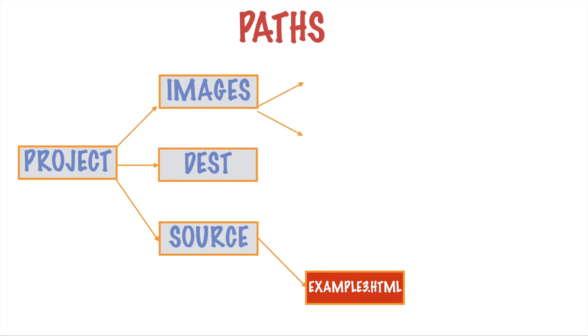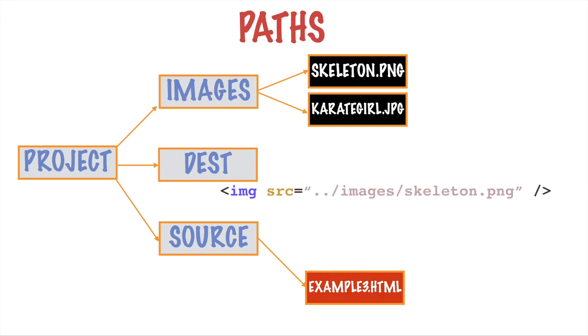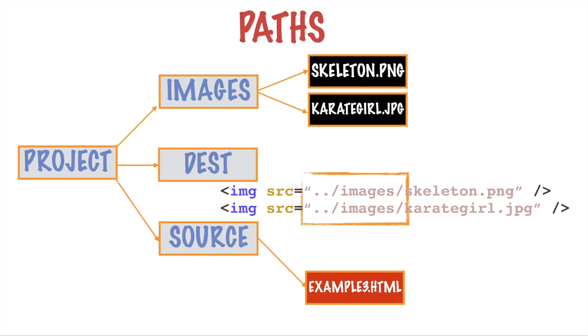Well, now how would you go about accessing the image files which are inside the images directory? That shouldn't be too hard. Recall that we have two image files, one corresponding to the skeleton, that's skeleton.png, and the other corresponding to the girl performing martial arts, that's called karategirl.jpg. We'll specify these using the image tags. Again, the image tags have a source attribute. This source attribute again is a path, a relative path, just like the href attribute in the a tag.